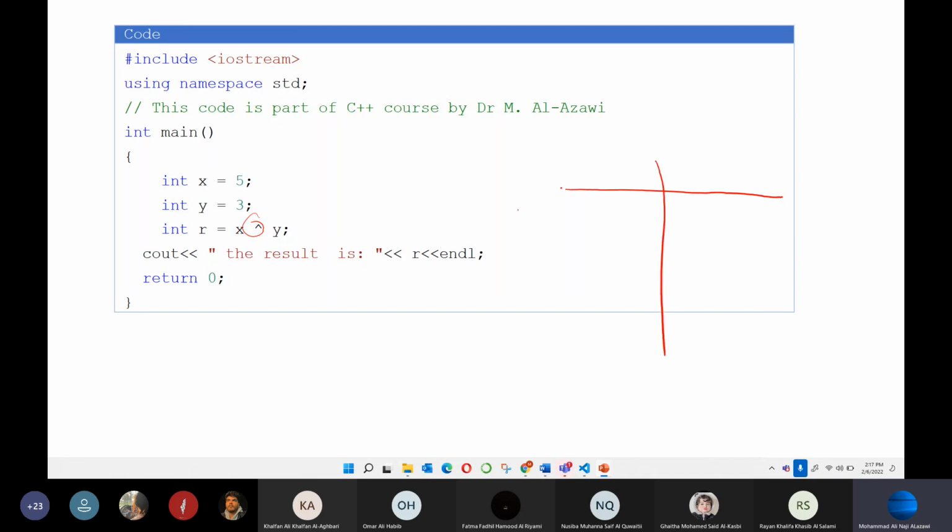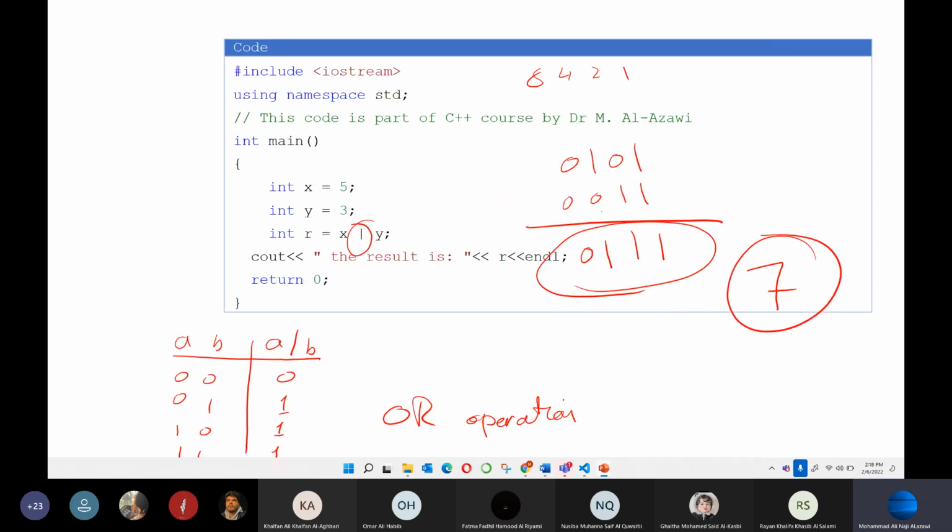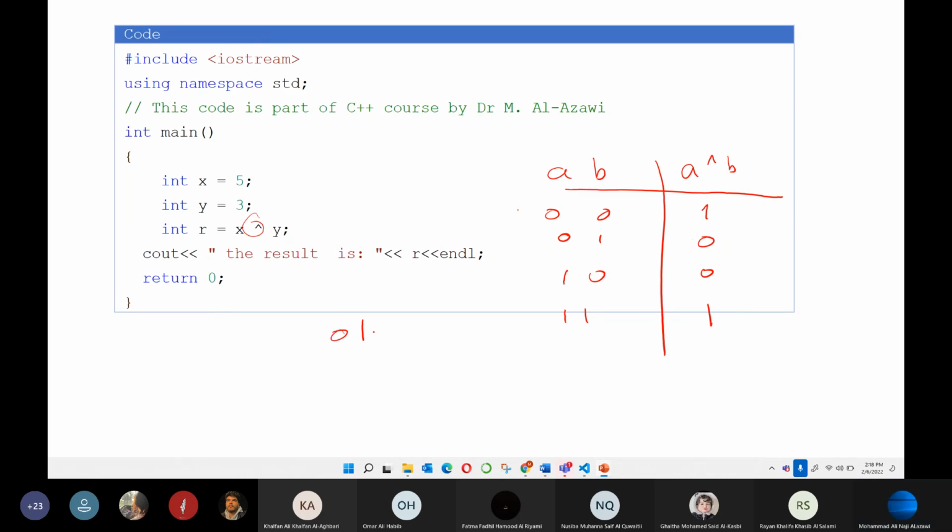So here I have A, B, and A exclusive OR with B: 0 0, 0 1, 1 0, and 1 1. Exclusive OR gives you 1 whenever they are different, and gives 0 if they are the same. So 0 0 gives me 0, 0 1 gives me 1, 1 0 gives me 1, and 1 1 gives me 0.